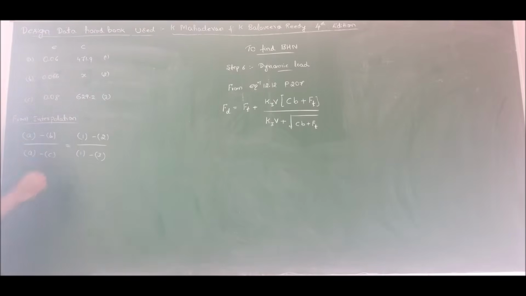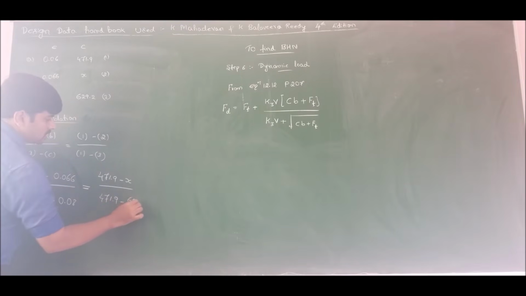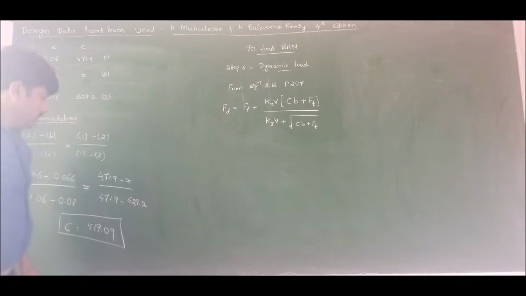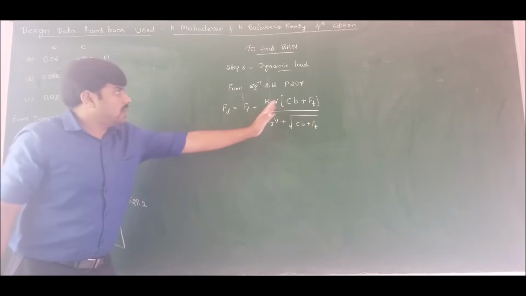So substituting the corresponding values, I will get (0.06 − 0.066)/(0.06 − 0.08) = (471.9 − X)/(471.9 − 629.2). Solving which, I will get the value of C as 519.09. So this is the value of dynamic factor. Now we know all the values.